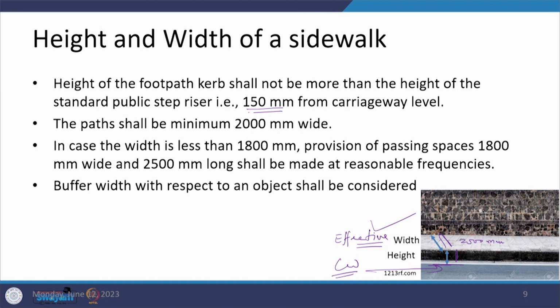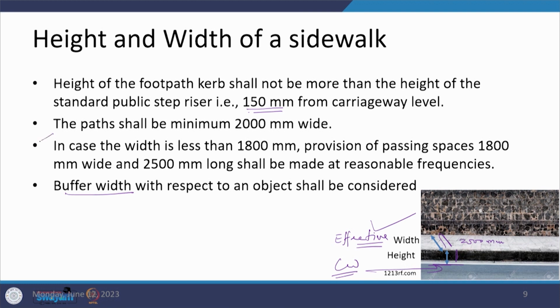The reason being that if you are coming very near to this wall, obviously you are going to maintain some buffer. This buffer width may change from 0.5 meters to 1 meter depending on what type of buffer is there. That should not be considered within the width of the footpath. So, if we have a buffer of 1 meter and you have to provide a 2 meter wide footpath, it means the total width which should be available is 3 meters at this location.